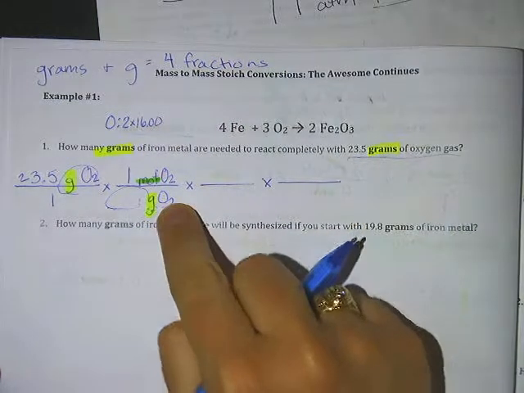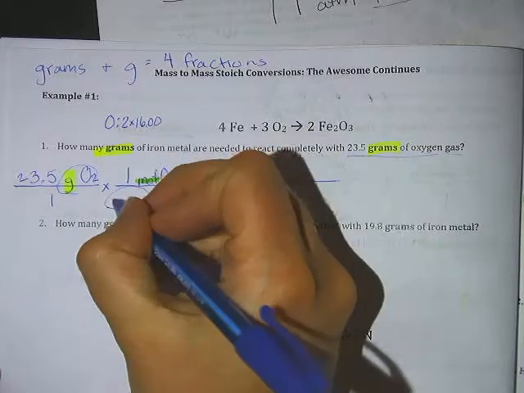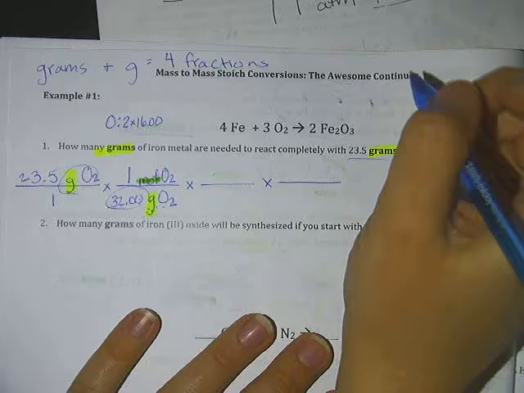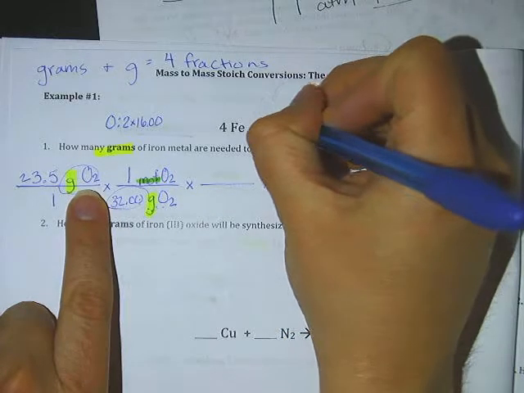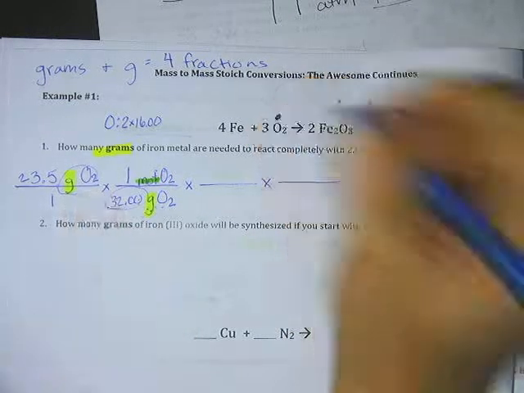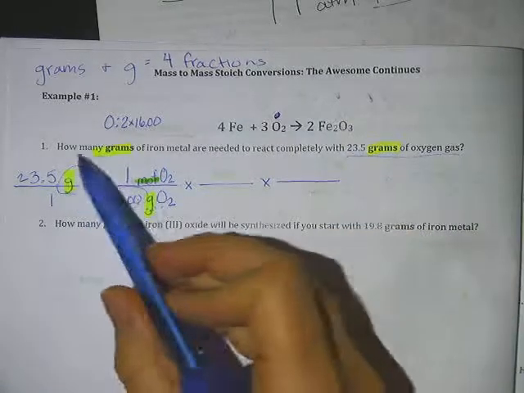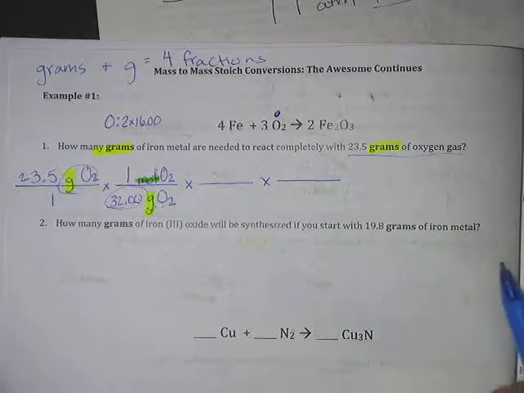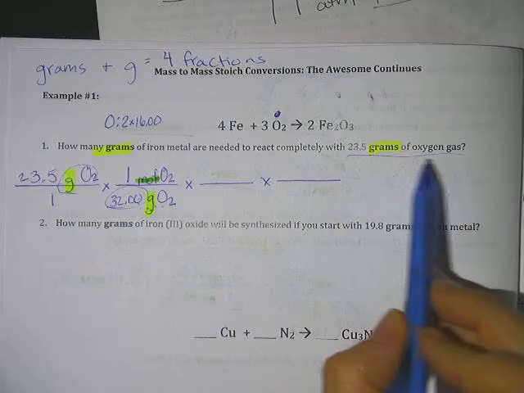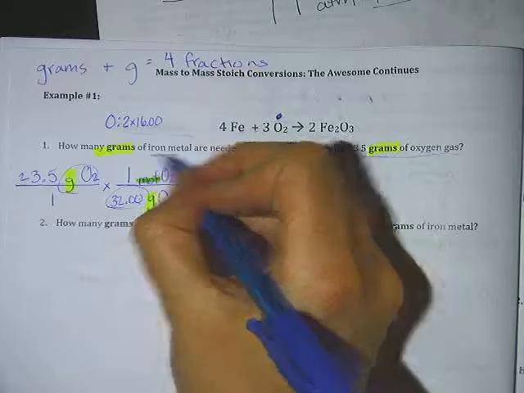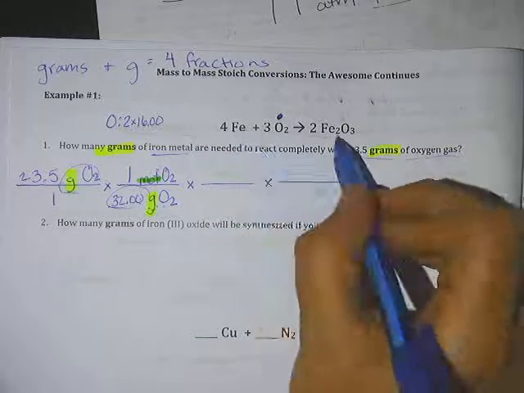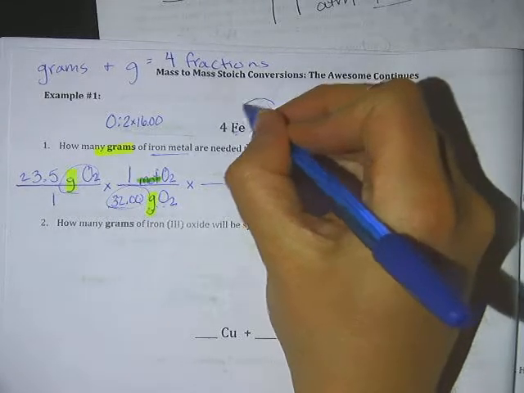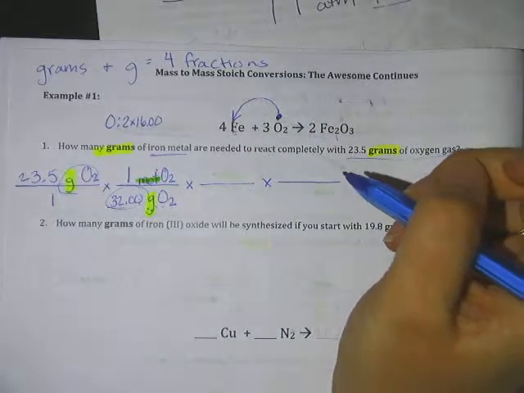This is O2, so you need to do 2 oxygens, and you get 32.00 here. We're still going to need a bridge, and this first chemical we're starting with, O2, is still where our bridge is going to start. What is the other chemical they mentioned in this problem? Iron metal. Which one of these is iron metal? Fe is iron metal. That's where our arrow is going to point.